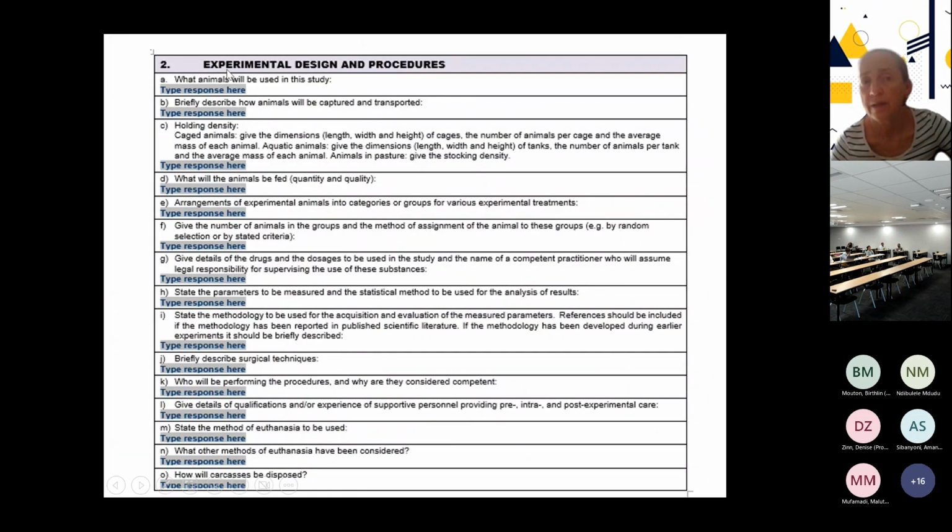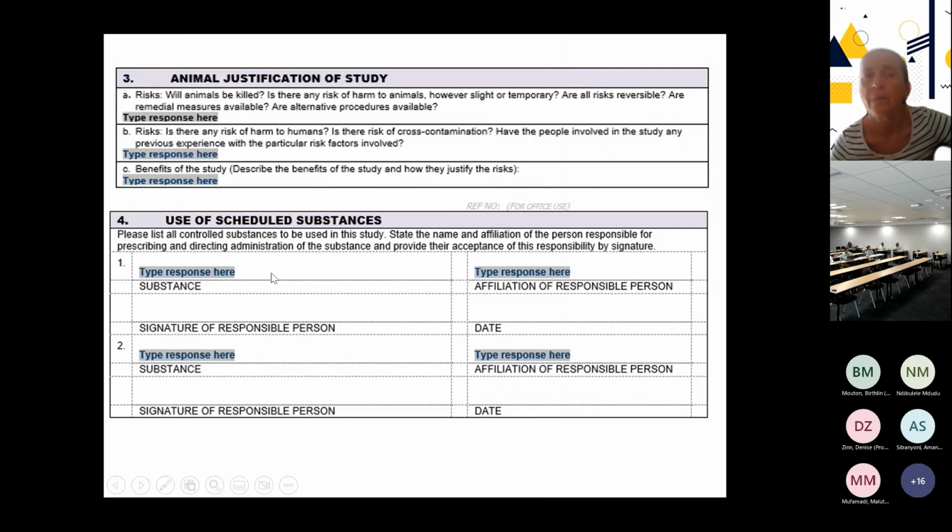And here, very importantly, this is now different to REC-H. Here, REC-A is saying experimental design and procedures. So the number of animals, if they are giving any medicine, drugs, and the dosages, any parameters that are measured, any surgical techniques, what are the qualifications, euthanasia, how will carcasses be disposed of? Okay, so there are documented procedures for these things, the guidelines that must be followed.